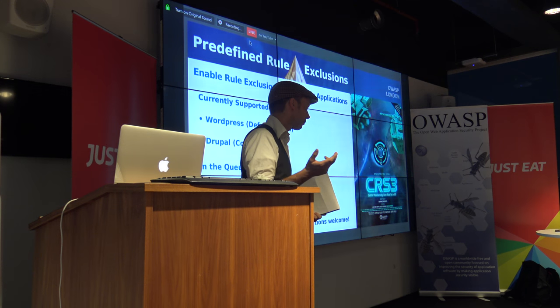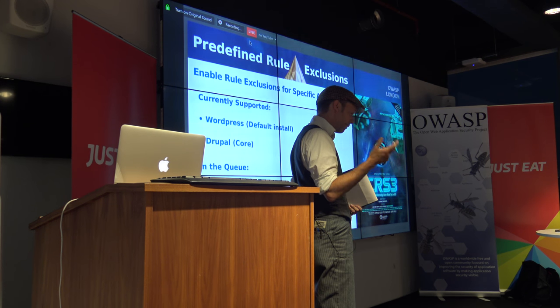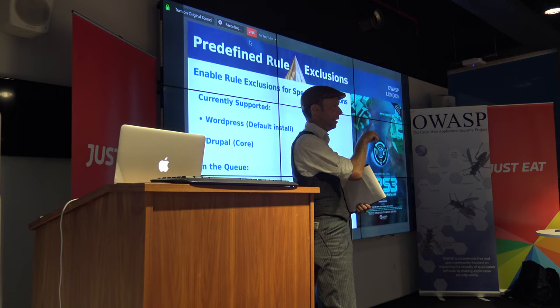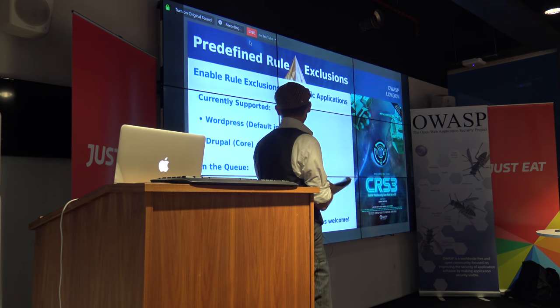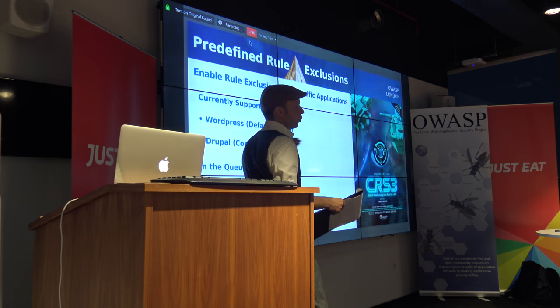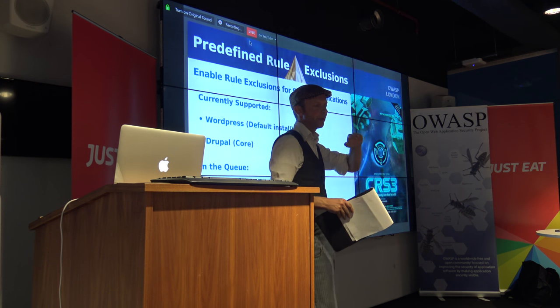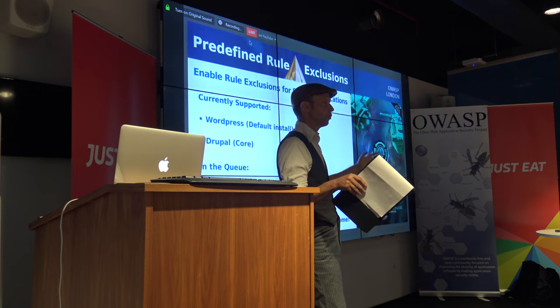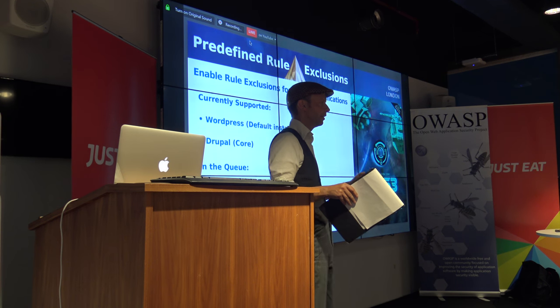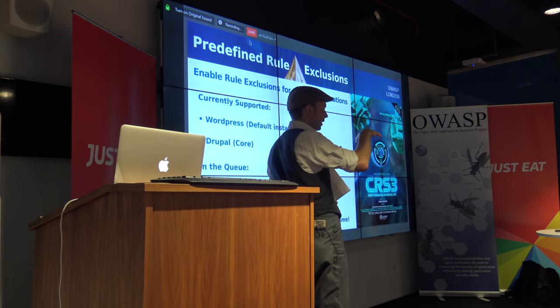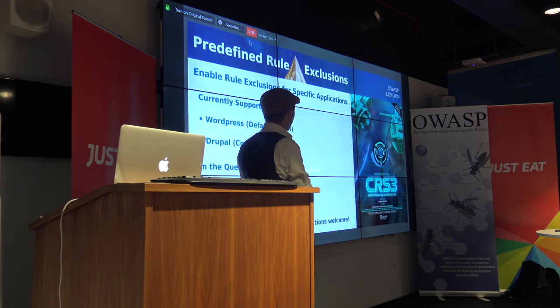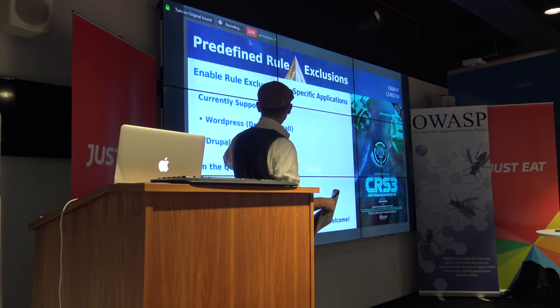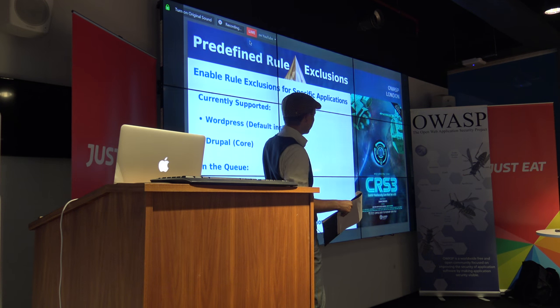And given that the cookie name is also random, it's fairly hard to detect or disable a rule. So we know when we run Drupal, especially at paranoia level 2, we need to disable a set of rules which will break Drupal. That's a given. So we developed a set of rule exclusions for specific applications. We started with Drupal core and the WordPress default install.